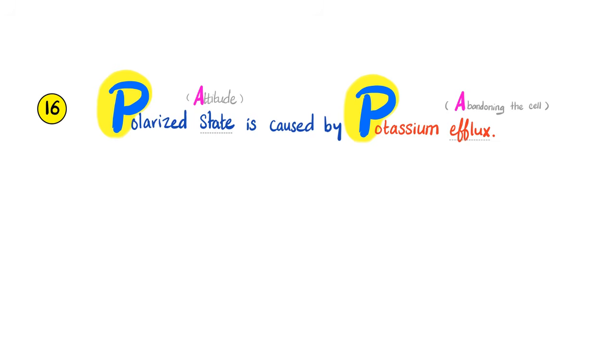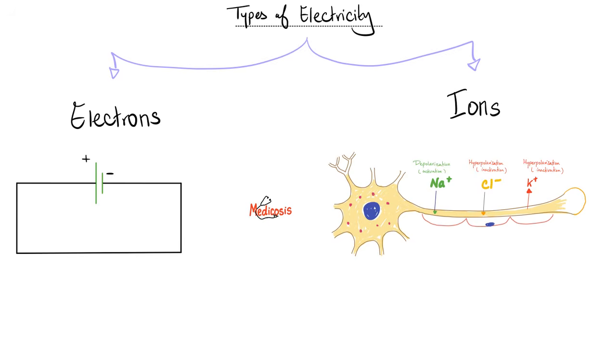You can say that the polarized attitude is the potassium abandoning the cell, leaving the cell. Now it's time to talk about depolarization. Types of electricity in general are electrons and ions. Electrons is how the electrical generator gets electricity to your house. These are electrons and these are super fast. However, electricity inside your body are caused by ions and these are not as fast.